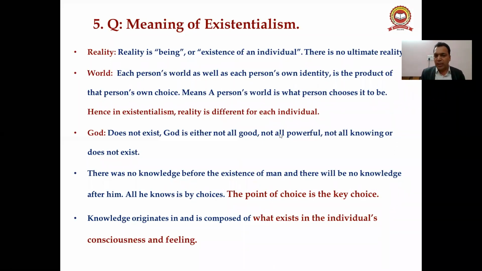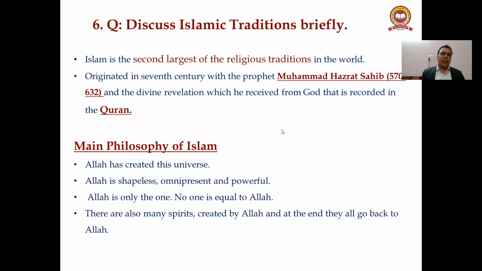Look at the last bullet. Where does knowledge come from? Existentialism says that knowledge originates from the conscious feeling, from our choices. Whatever we choose, whatever we decide with the help of the experience which we have gained during life, we get knowledge from that. This philosophy says that, right? The sixth question came in last year's paper: discuss the Islamic traditions briefly.